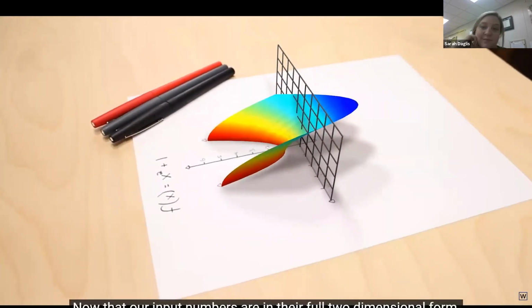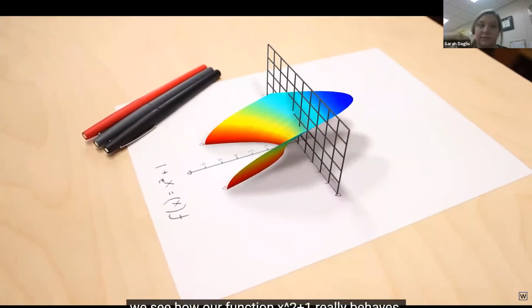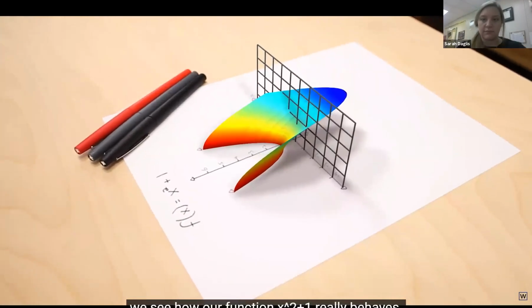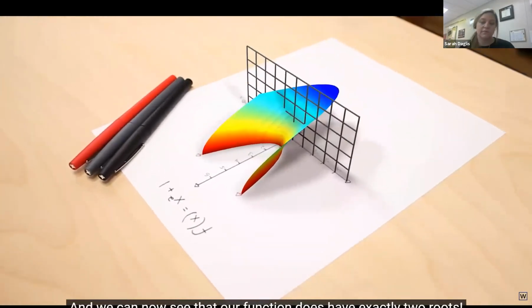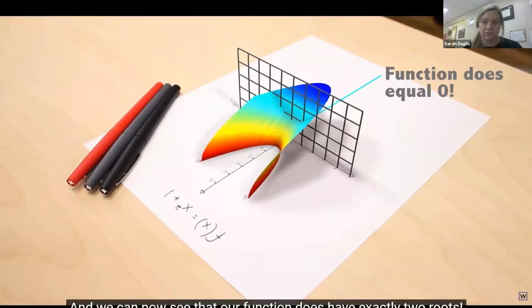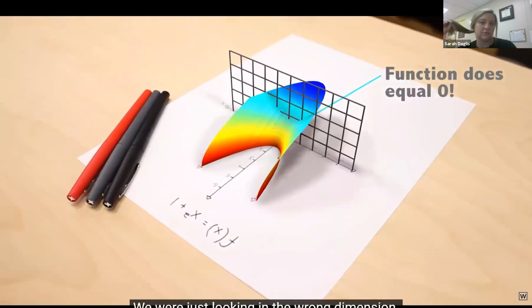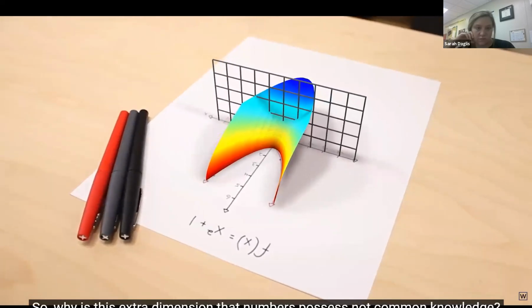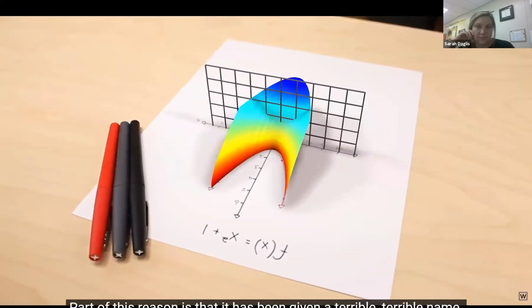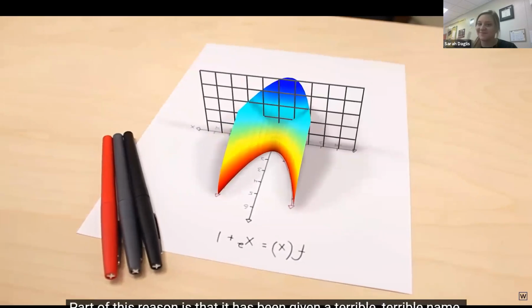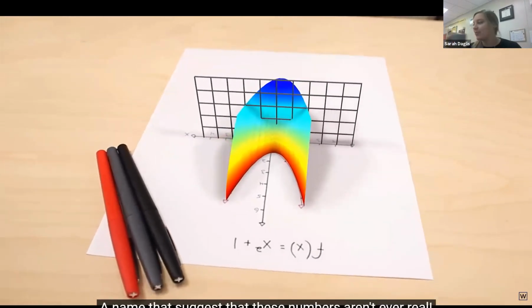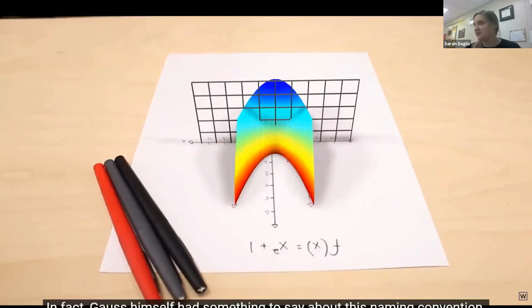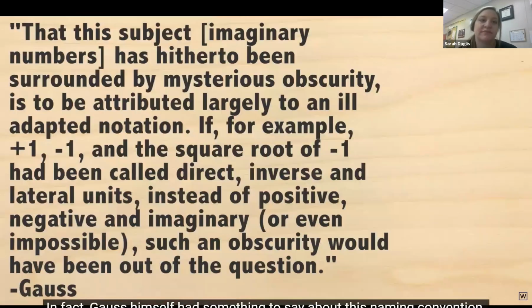Now that our input numbers are in their full two-dimensional form, we can see how our function x squared plus 1 really behaves. Our function does cross the x-axis. We were just looking in the wrong dimension. So why is this extra dimension that numbers possess not common knowledge? Part of the reason is that it has been given a terrible, terrible name. A name that suggests that these numbers aren't even real. In fact, Gauss himself had something to say about this naming convention.